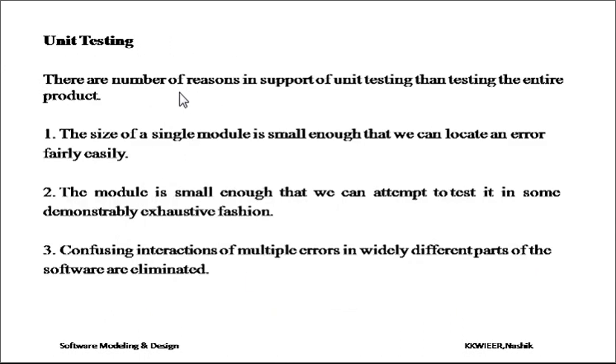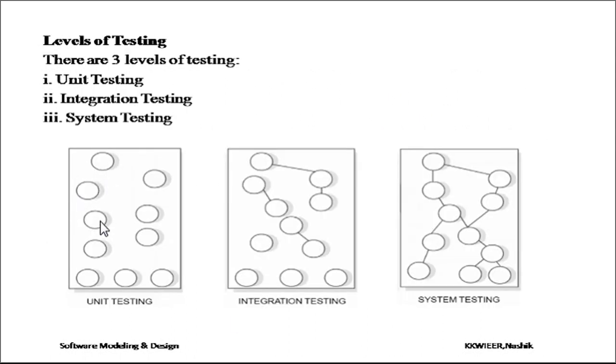Unit testing. There are a number of reasons in support of unit testing rather than testing the entire product. The size of a single module is small enough that it can be located and an error is fairly easily identified. The module is small enough that we can attempt to test it in some demonstrable, exhaustive fashion. Unit testing comprises the set of tests performed by an individual programmer prior to the integration of the unit into a larger system. In unit testing, the units will be tested individually one by one.